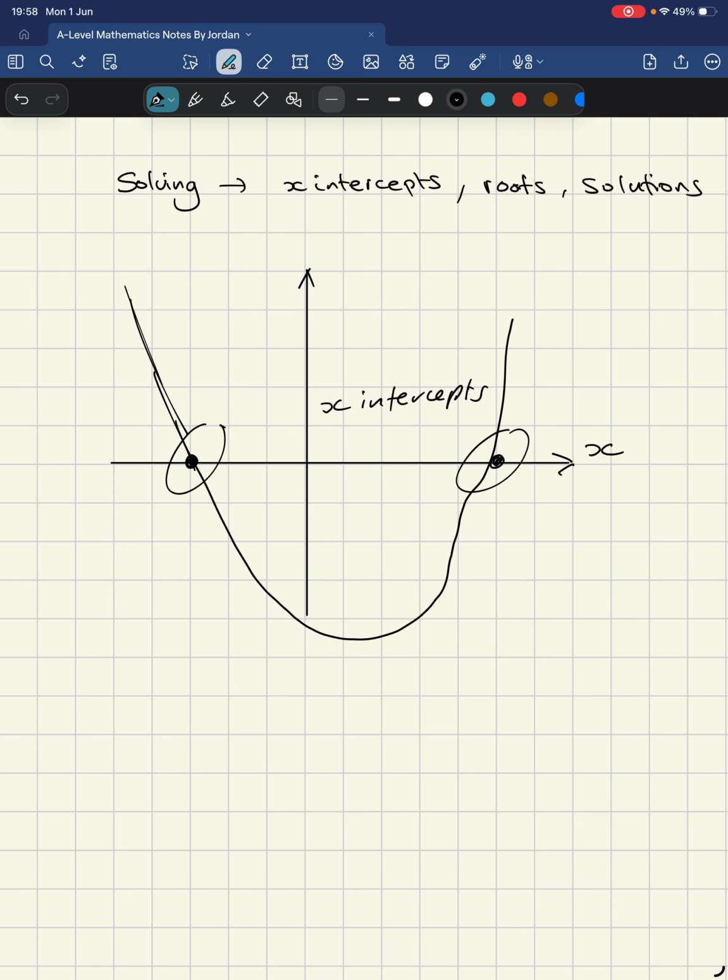And why does that help? Because it helps us to sketch graphs. So the next question, I'm going to actually show you how to sketch a graph, and obviously by doing that question we need to do solving within that, so you're going to see exactly what solving is all about.